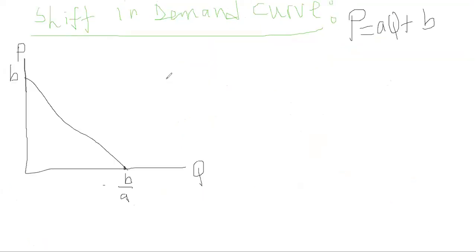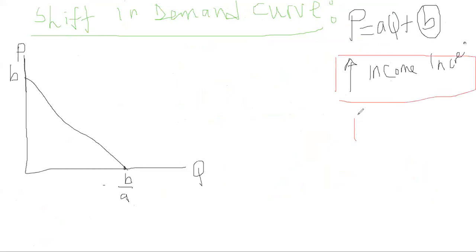So let's say that income increases. How is this going to affect the demand curve? What will happen if income increases? It works through B, which means B will increase. If B increases here, you know that we will have to go up. We know that an increase in income will lead to an increase in demand.